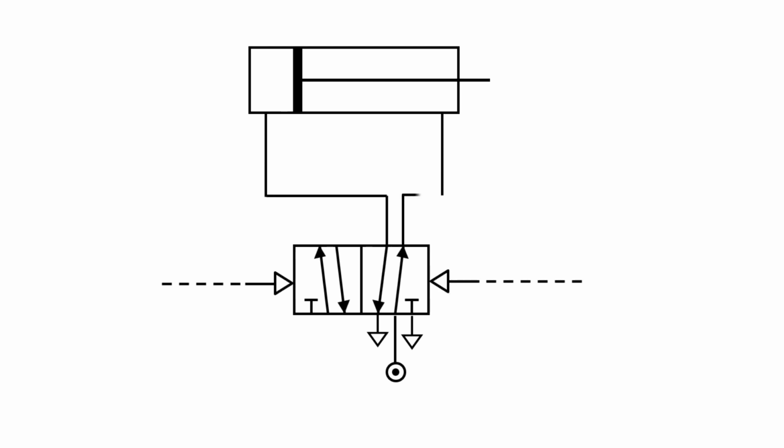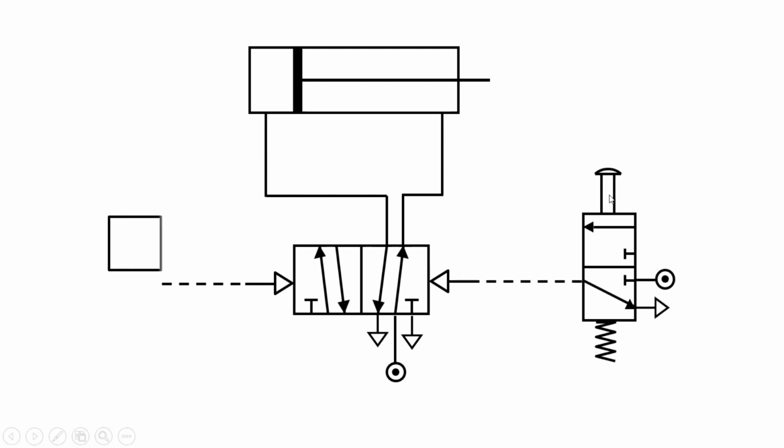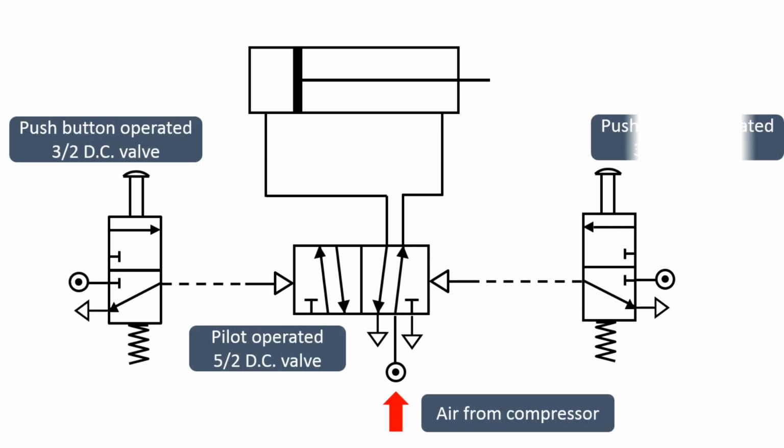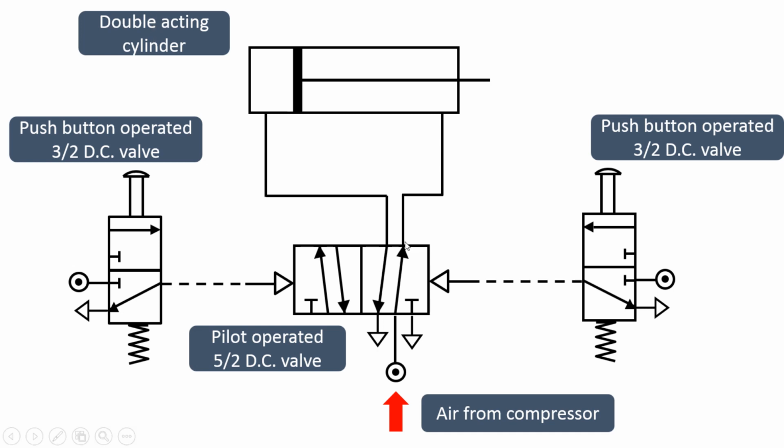The dotted line indicates that it is pilot operated, and it is operated from the 3x2 direction control valve. It is push button operated, as indicated by this push button, and it is spring controlled. First we'll complete this diagram, and then we'll start with the explanation of this circuit. So we have already seen these components.